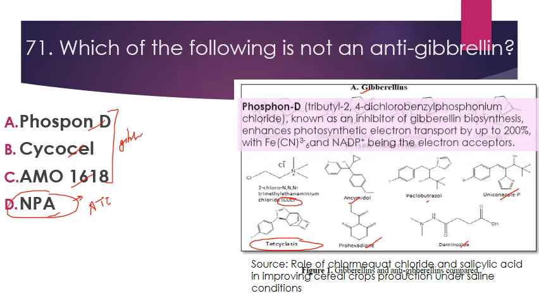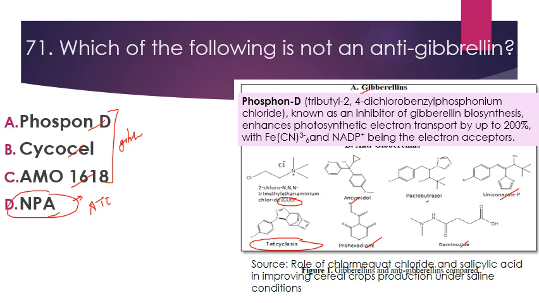In addition to this, we have these chemicals like phosphon-D, that is tributyl 2,4-dichlorobenzyl phosphonium chloride. इसे कहा जाता है इनहिबिटर ऑफ जिबरेलिन बायोसिंथेसिस. ये जीए को बनने नहीं देता है, उसके सिंथेसिस का इनहिबिटर है और एनहेंस करता है फोटोसिंथेटिक इलेक्ट्रॉन ट्रांसपोर्ट.